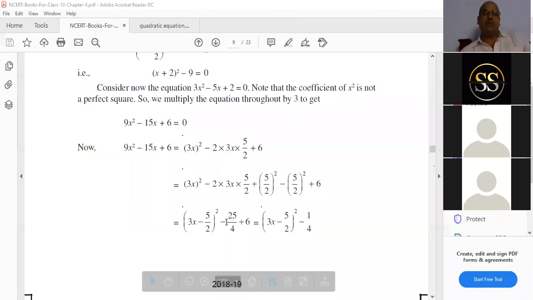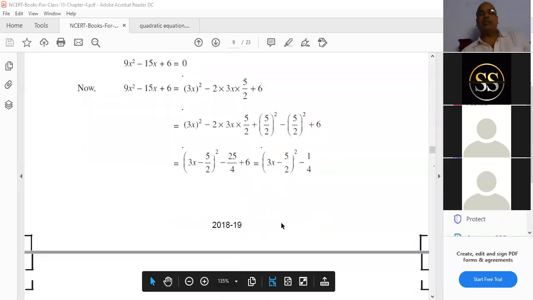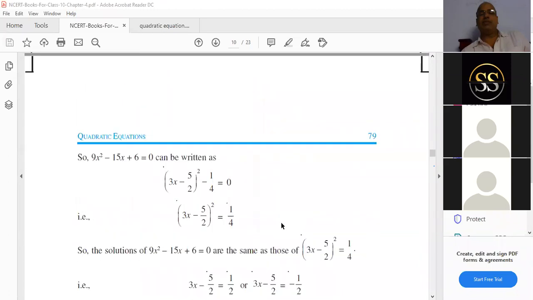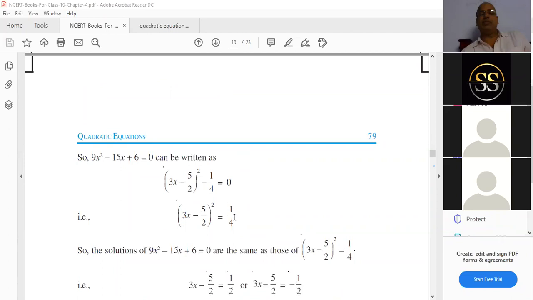So (a minus b) whole square, (5 by 2) whole square is minus 25 by 4 plus 6. This part you transpose to the RHS. Only (a minus b) whole square you have to keep on the LHS side, and the remaining part you have to transpose to the RHS side. See, this is a step. (3x minus 5 by 2) whole square is equal to 1 by 4.